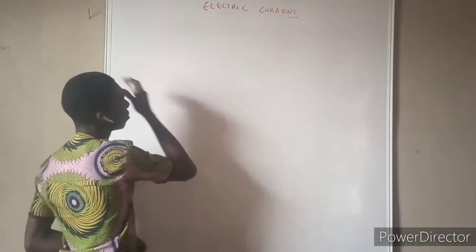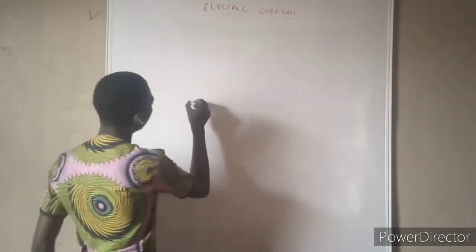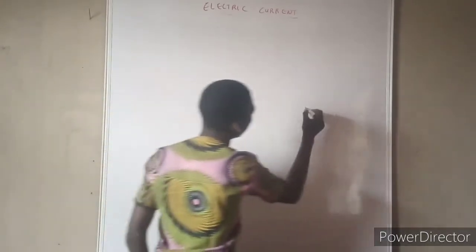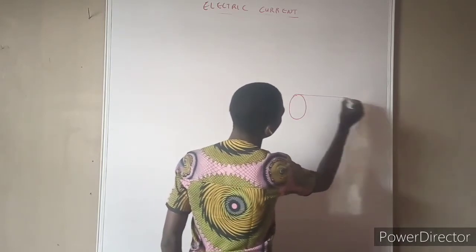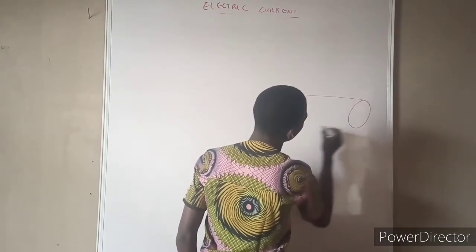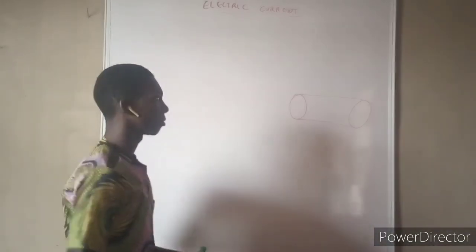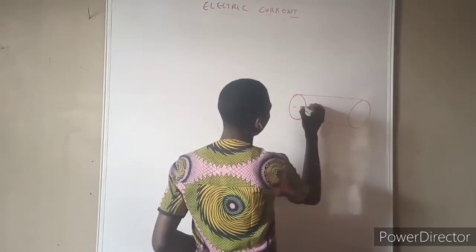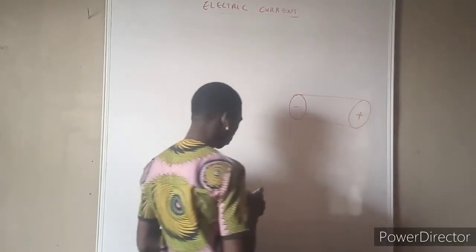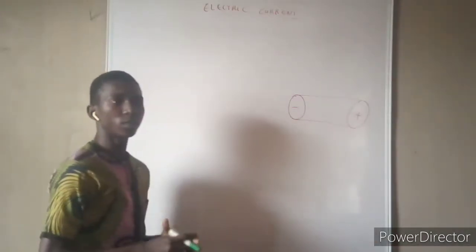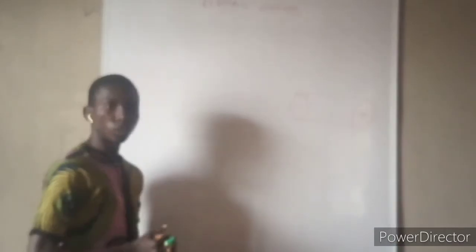So now, electric current. Okay, let's take for instance a conductor. This is a conductor. This is a negative pole and this is a positive pole. Now, for instance, let's compare electricity to a water system.